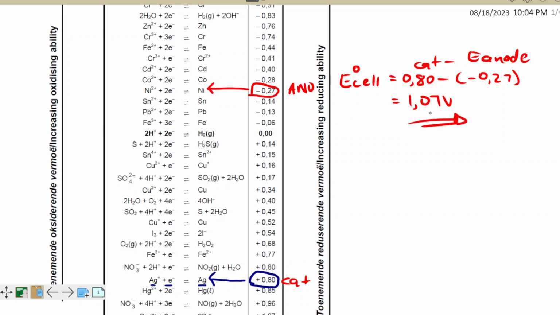We did this calculation in video part 1. But now I just want to take this value, which is 1.07, and compare it. Remember, this is galvanic cell A, and compare it with galvanic cell B.